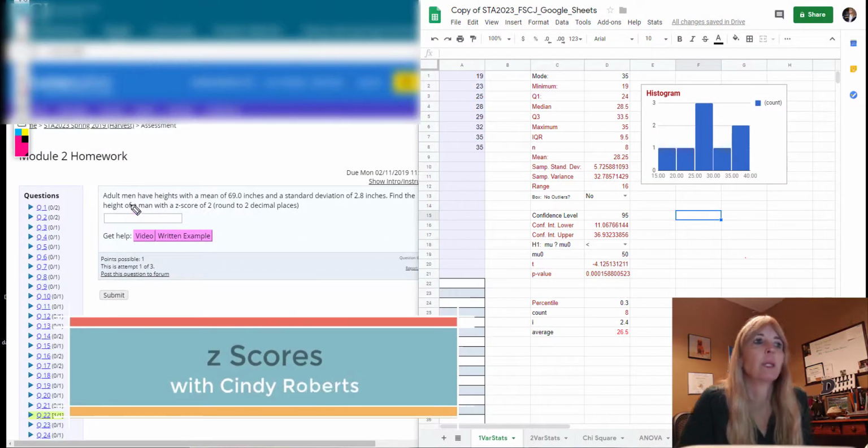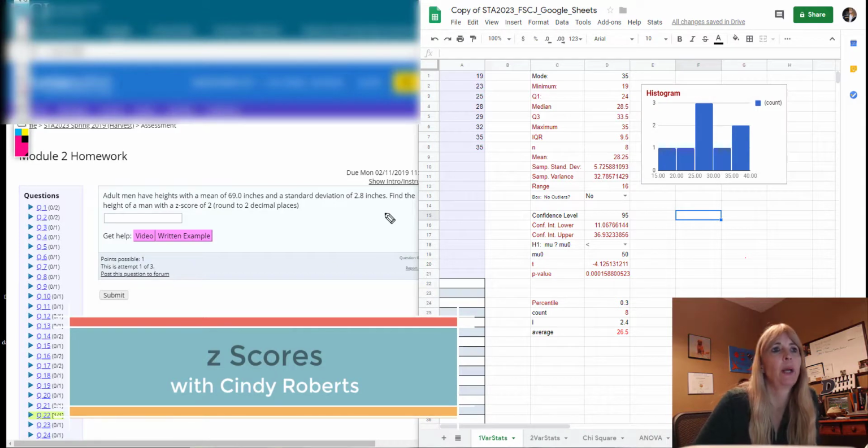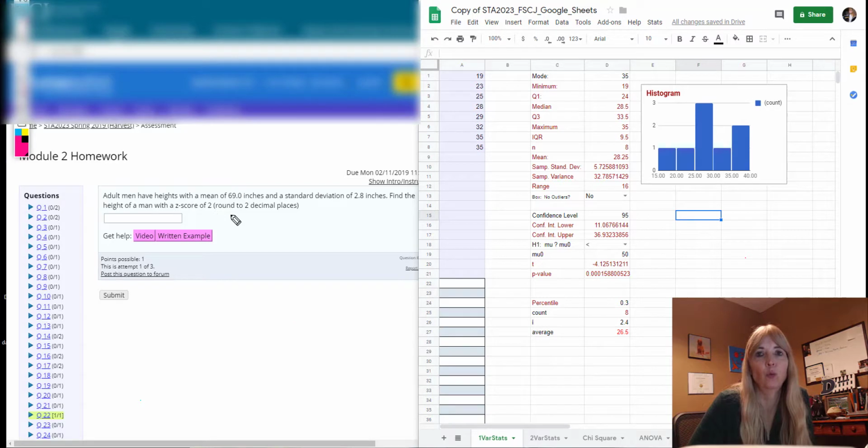All right, so it says adult men have heights with a mean of 69 inches and a standard deviation of 2.8 inches. Find the height of a man with a Z-score of 2. What's a Z-score? I don't know. Z-scores are so important.